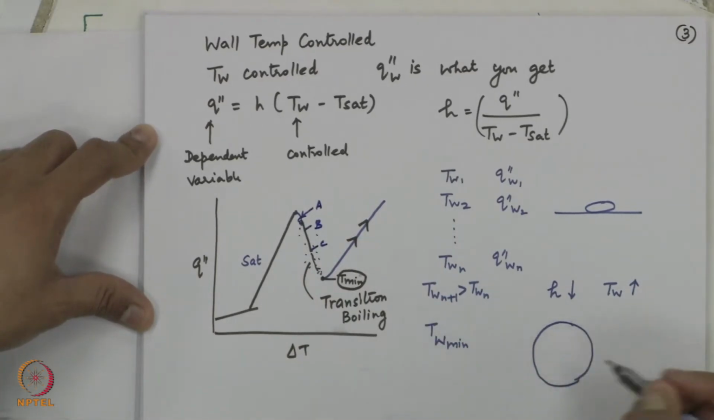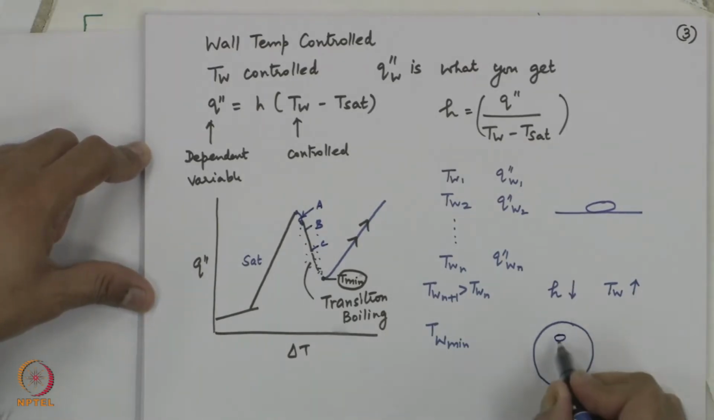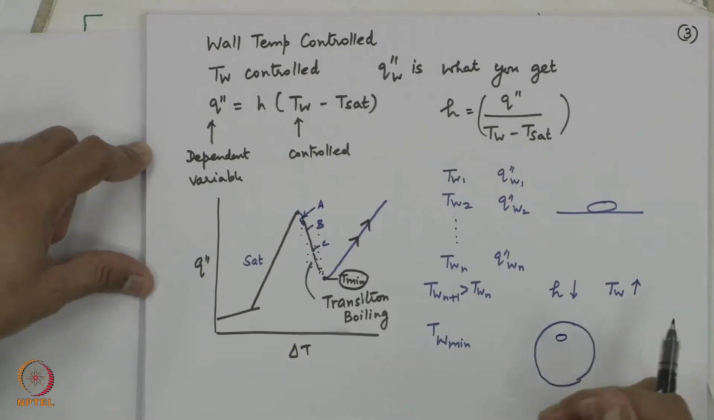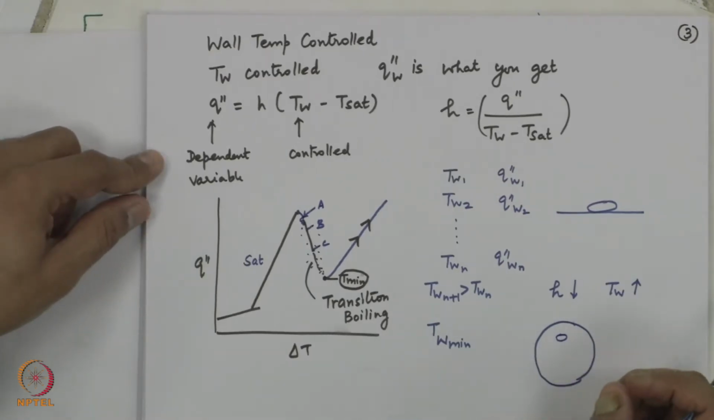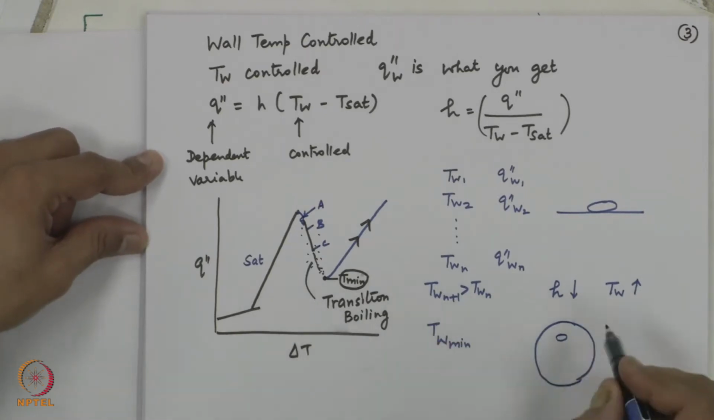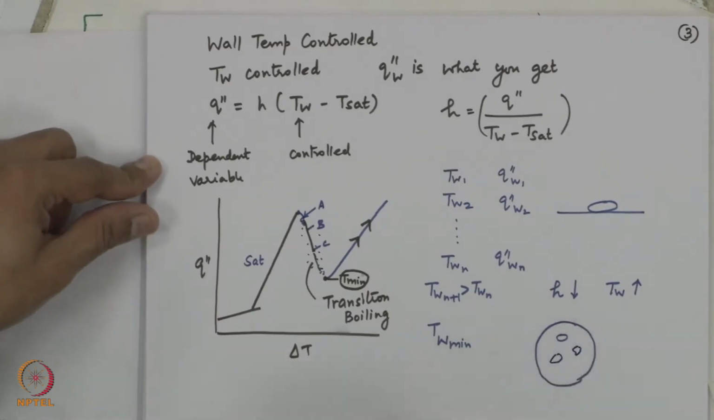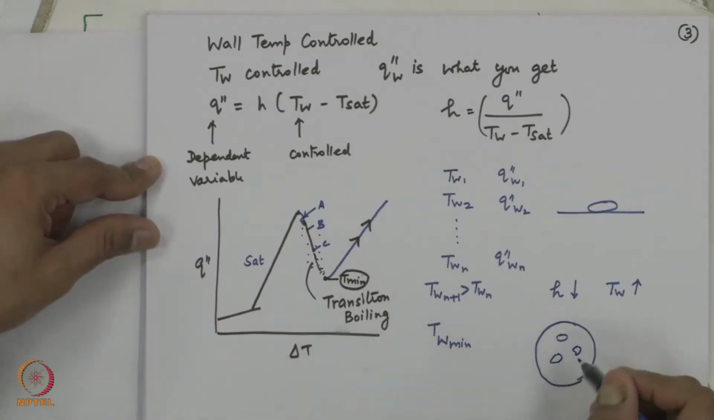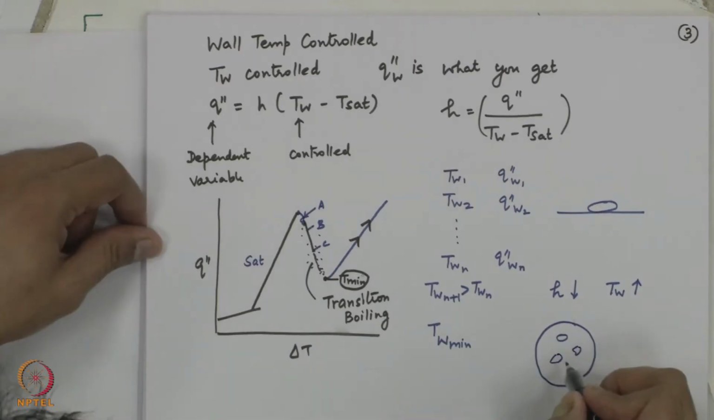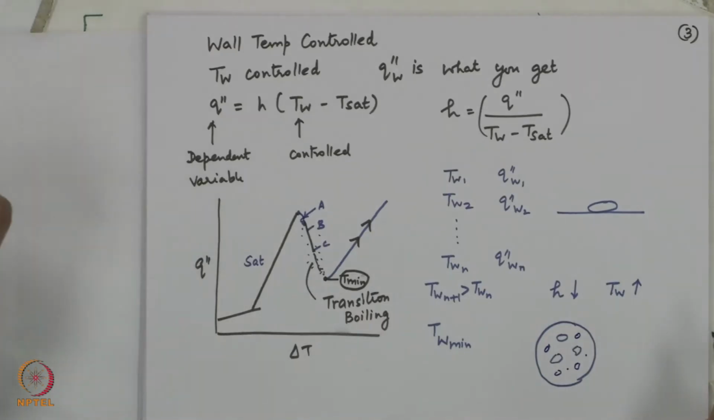At location A, probably you would see a few dry spots, a condition where you do not have liquid contact at a particular point. Then at location B, where the wall temperature is further increased, certain other locations, maybe these two locations, start to become inactive or inaccessible to the liquid. With a further increase in wall temperature, you would start to see several locations on the heated surface where liquid will not be able to come in contact with the heated surface.